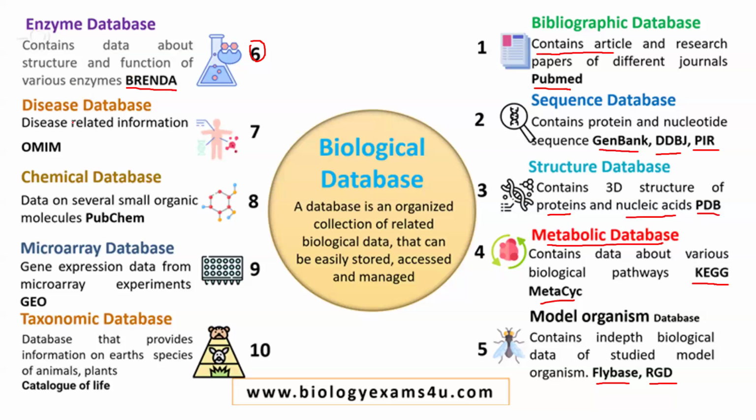And then the next one is disease database. So this is actually a database that is associated with disease-related information. And examples of this disease database, we have OMIM database. And then the next thing, we have chemical database. A chemical database, these are the data on several small organic molecules. So if you are looking for any small organic molecules, you can go to chemical database. And examples of this chemical database, we have PubChem, ZINC, are also examples of biological database.